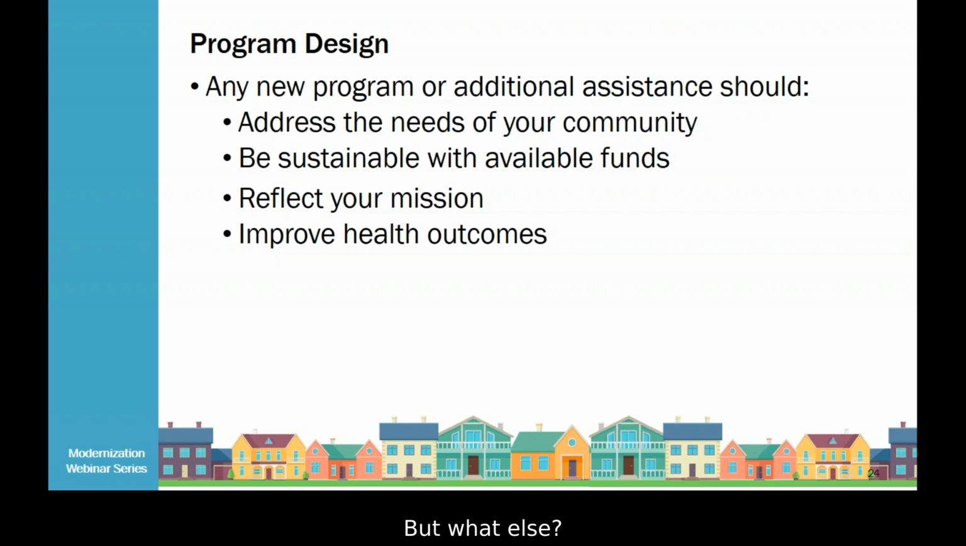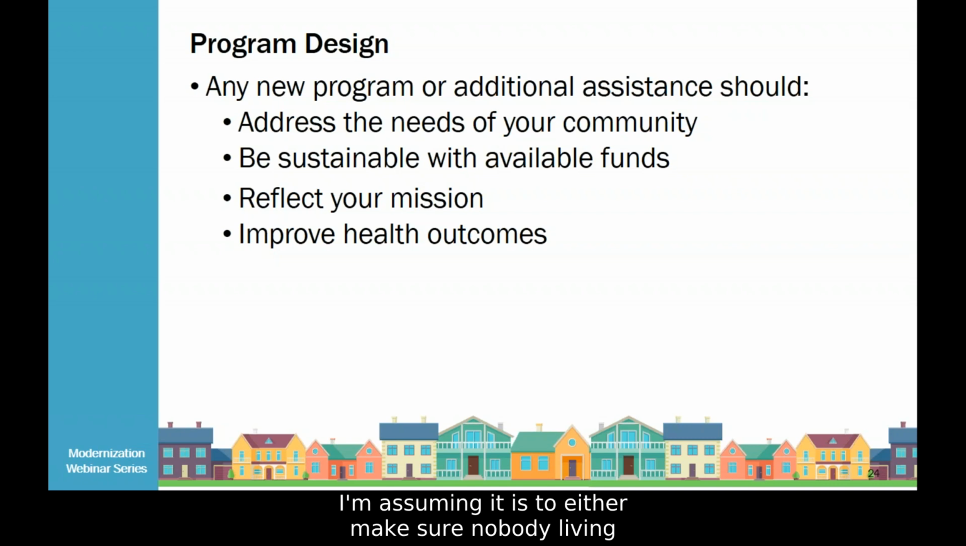But what else? There's also the mission. And we have a different audience here. So the grantee may have a mission. The sponsors may have different missions. But also the community as a whole would have some overall mission as it relates to the housing needs of people living with HIV and AIDS. So what are those core goals of either your organization or the community? Just like HUD's goals for HOPWA Modernization, what are the goals in your community?